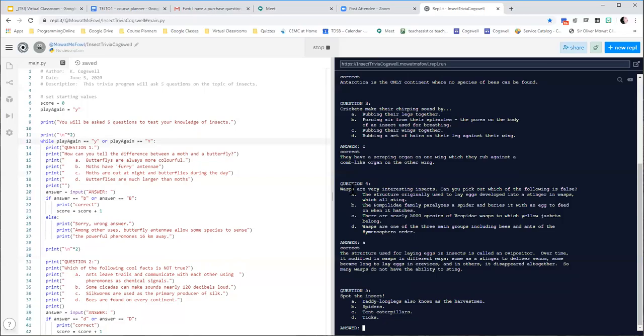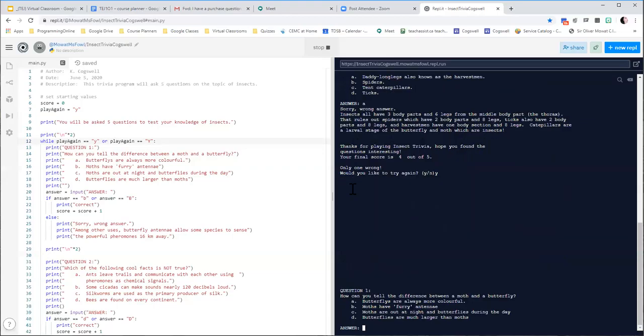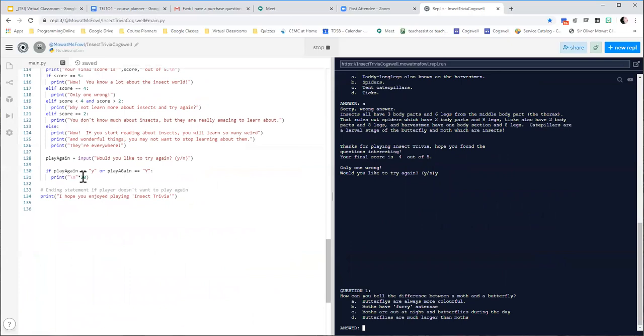And spot the insect. Wait a minute. A daddy long legs is not an insect. It's only one wrong. Would you like to play again? Yes. Okay, so 20 blank lines got me that much. I probably want to add more than 20. So I can see that 20 is not the best number here.